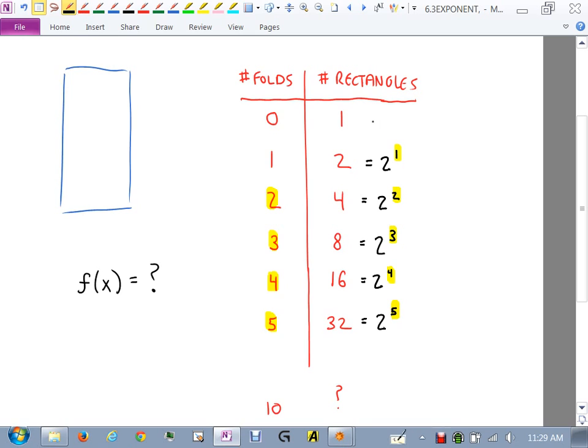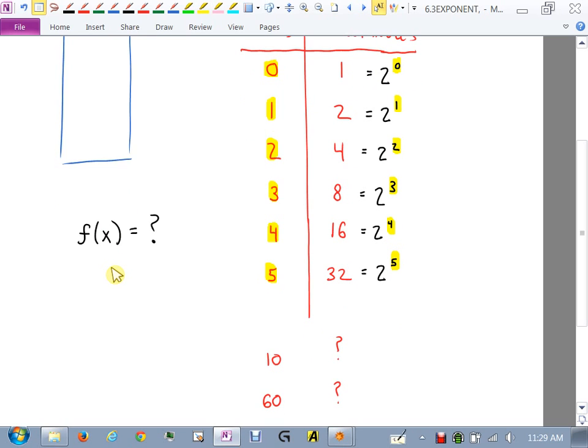And do you see it even works for the first one? 2 to the 0 is 1. Anything to the 0 is 1. So it works for this one also. So that means my function over here, if I define it, it's no longer a question mark. If I define it to be 2 to the x, then this should create this table. Do y'all see that?